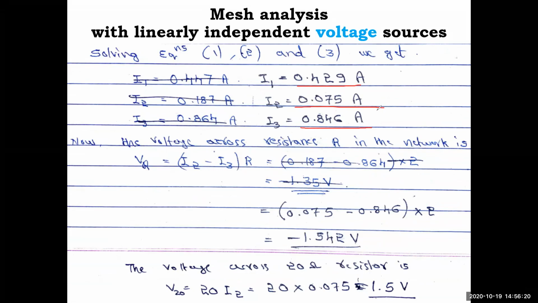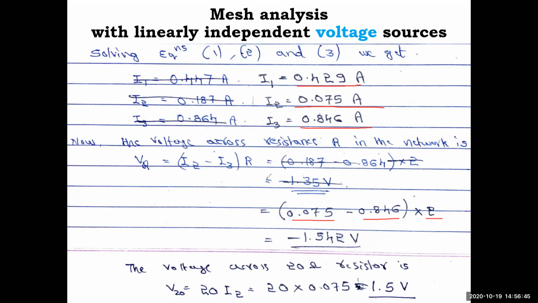So with these you know the mesh currents. But in the question they have not stopped here. They asked for the voltage across resistance R in the network. R they have mentioned as the 2 ohm resistor. So what is the branch current there? I2 minus I3. What is I2? 0.075, and I3 is 0.846. This is a higher value, so you'll get a minus value, multiplied by that into R.